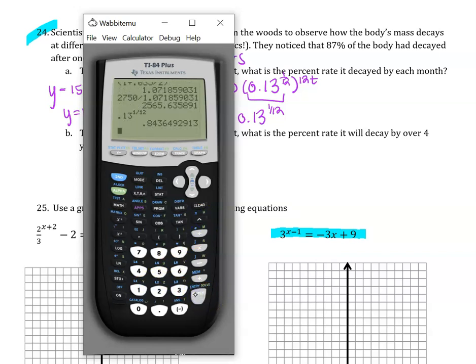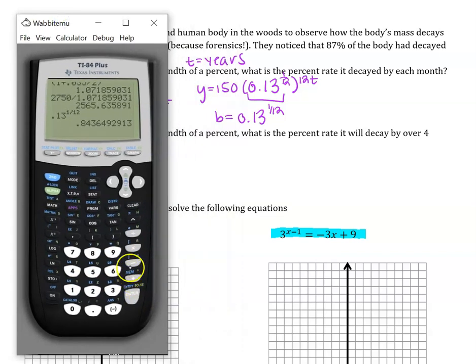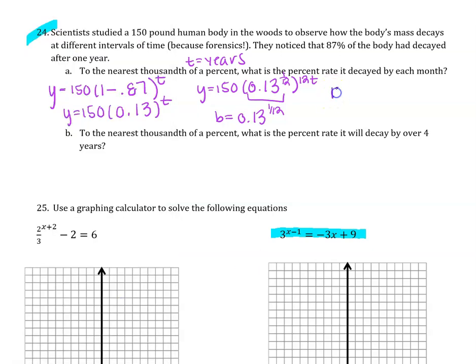Okay, so that's my new decay factor. I want the percent. So I subtract 1. That gives me the rate. I multiply by 100. So per month, to the nearest thousandth, we're looking at 15.635. Okay, so you are decreasing at a rate of 15.635% per month.